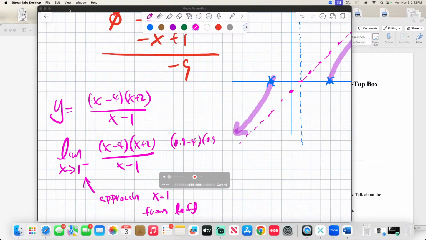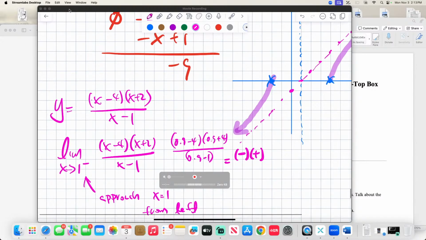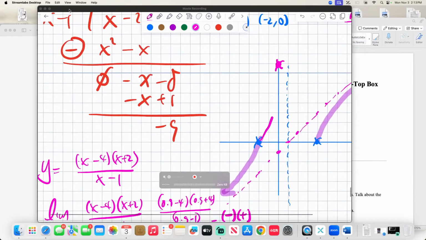And then 0.9 plus 4. And then 0.9 minus 1. I don't care what the value is. I don't care about the values. I only care about the sign. What do you think the sign of 0.9 minus 4 is? Negative. What do you think 0.9 plus 4? 0.9 minus 1 is positive or negative? Negative, right? So what do you think the sign of the product is? Positive. So we know this is positive, and also positive infinity.